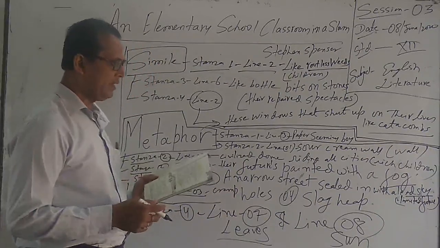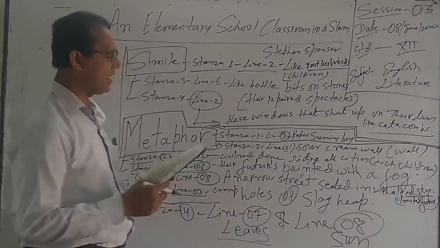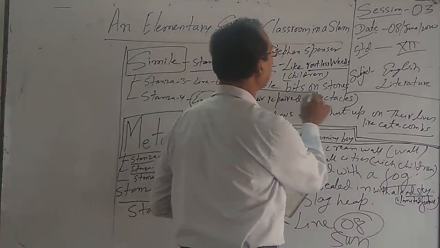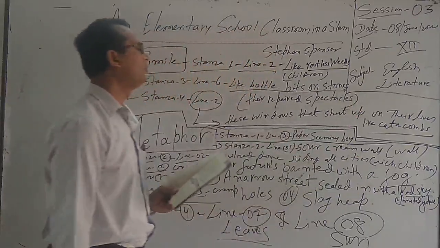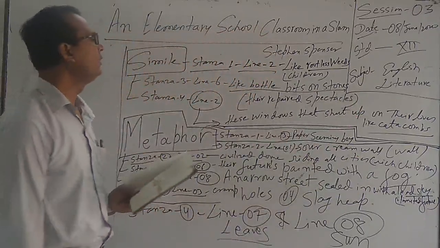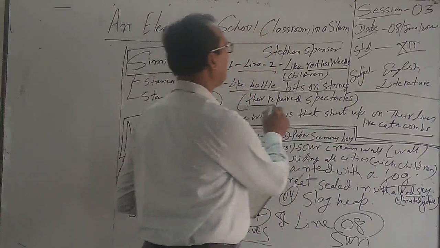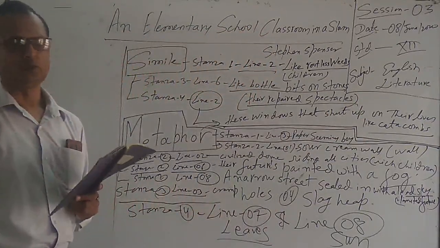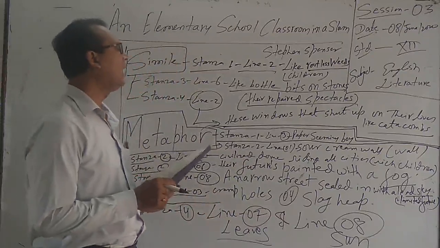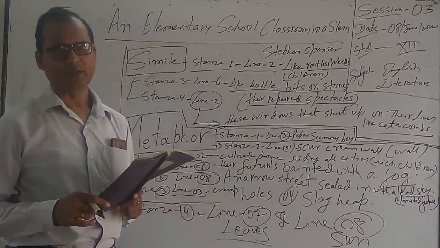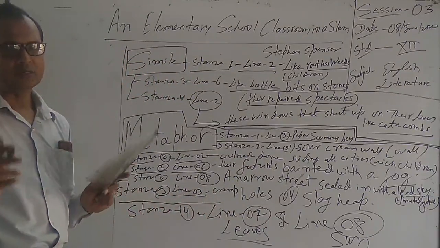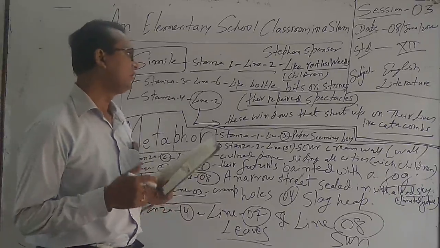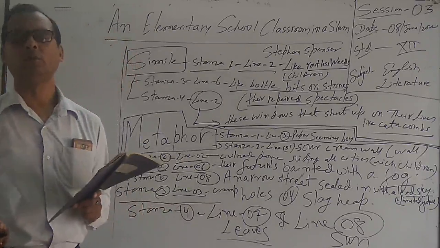In stanza 3, line 6, here is the line "like bottle beats on a stone". Here their repaired spectacles have been compared. So here we see how these have been compared. Their spectacles are broken, and it shows that they are suffering from poverty.